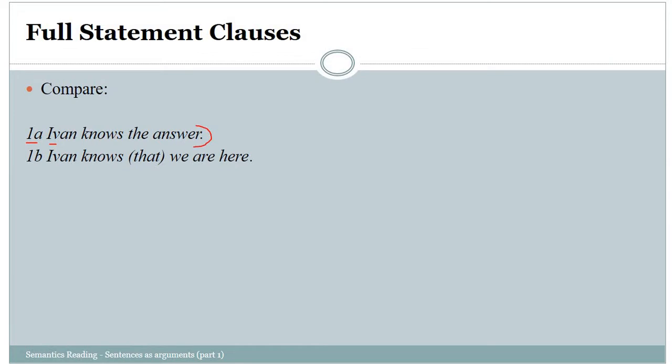In the first sentence, Ivan knows the answer, we cannot see a clause here. This is only a sentence. But in the second one, Ivan knows that we are here. You can see that after the verb knows, after the predicate knows, there is a full sentence which is connected with the optional that. And the full sentence has the subject, auxiliary, and also a place expression.